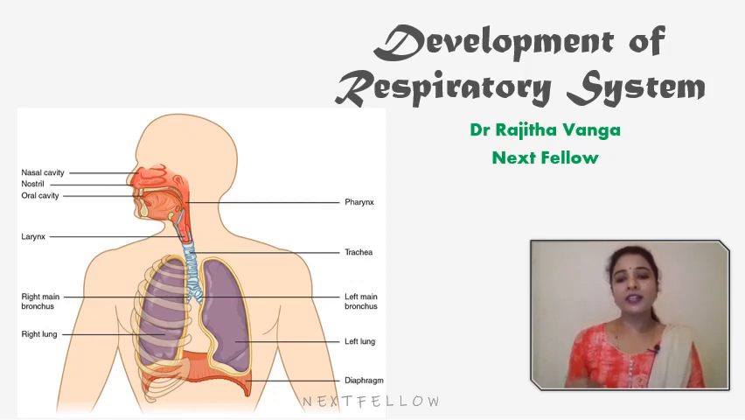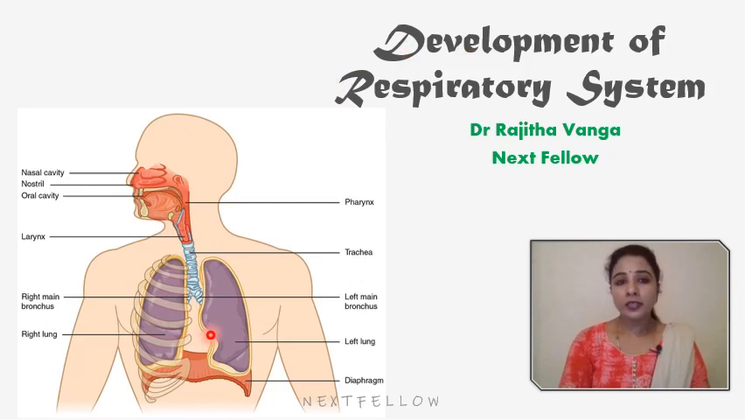We can divide this respiratory tract development into two parts: upper respiratory tract and lower respiratory tract. The upper respiratory tract consists of the nose, you can see here the nasal cavity, nasopharynx, and also the oropharynx. That is about the upper respiratory tract. The lower respiratory tract is formed by the larynx, trachea, principal bronchi, and interpulmonary bronchi and lungs.